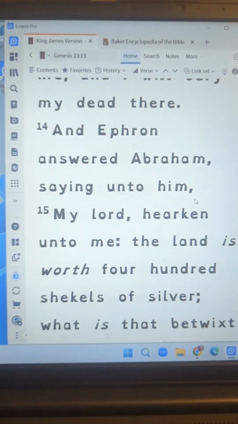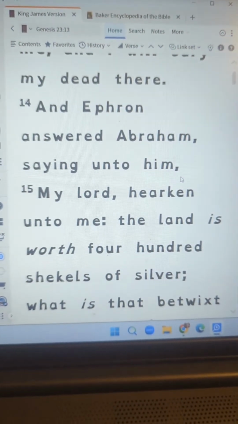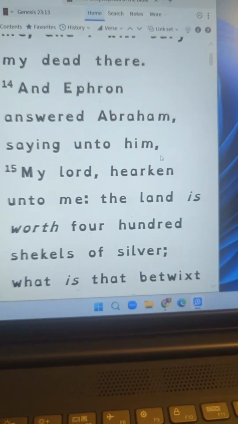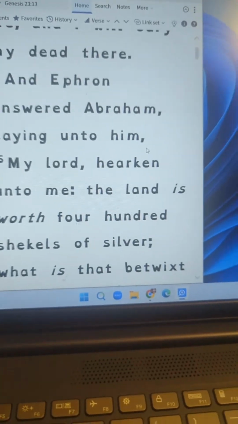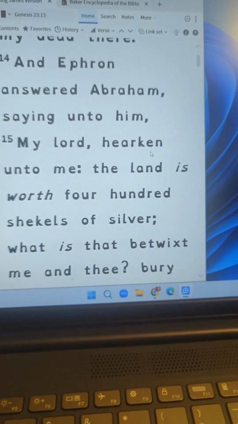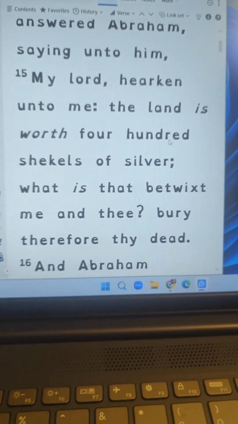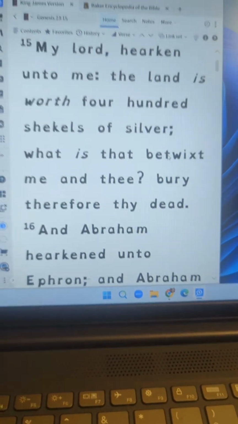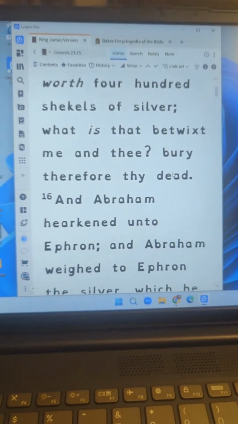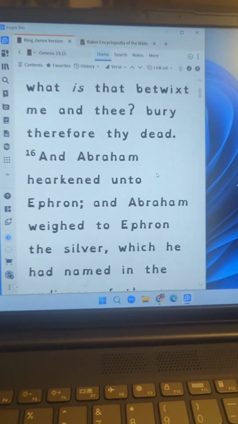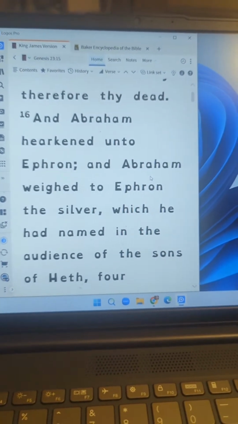Let's debate. And Ephron answered Abraham, saying unto him, My Lord, hearken unto me. The land is worth 400 shekels of silver. What is that betwixt me and thee? Bury therefore thy dead. And Abraham hearkened unto Ephron, and Abraham weighed to Ephron the silver which he named in the audience of the sons of Heth.